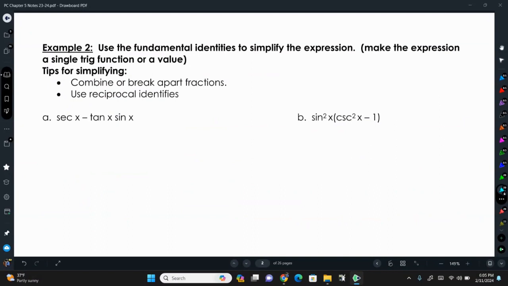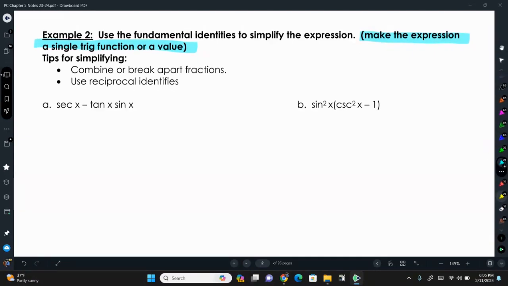So example 2 says use the fundamental identities to simplify the expression. So we want to make the expression a single trig function or a value if we can. And then we have some tips for simplifying. Combine or break apart fractions, use reciprocal identities. So we're going to focus on those skills today. Tomorrow we'll focus on other skills, but today we're going to be combining or breaking apart fractions or using reciprocal identities.